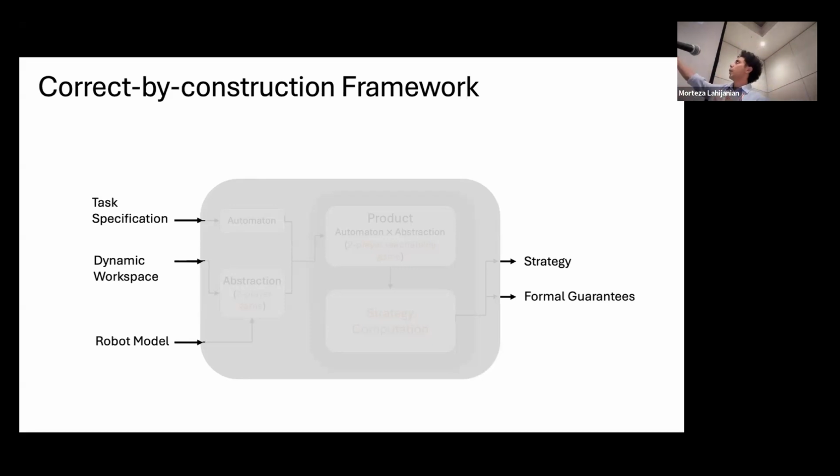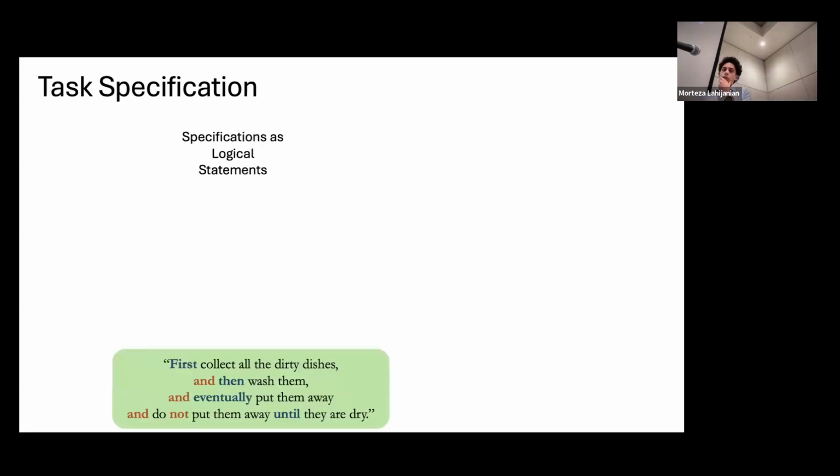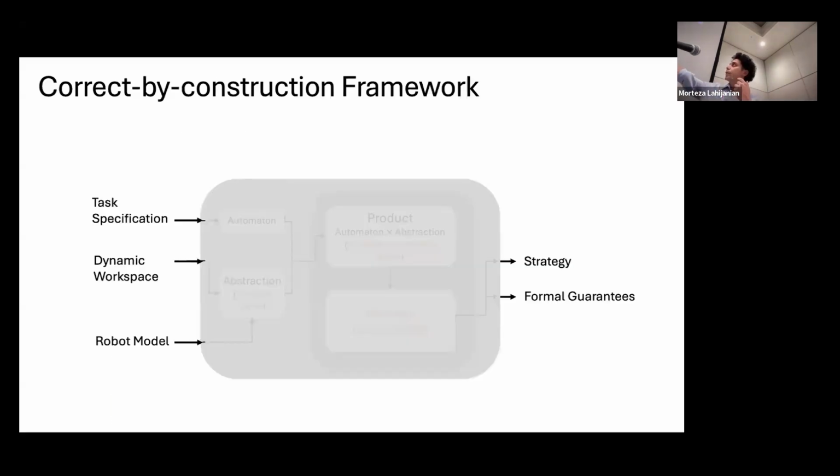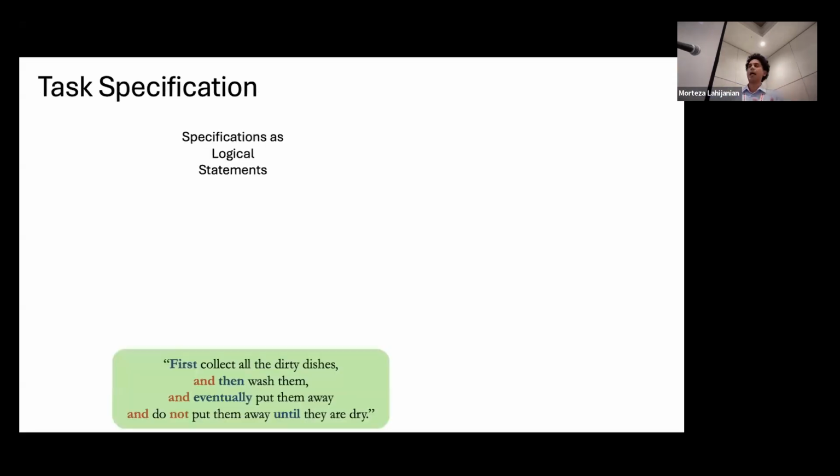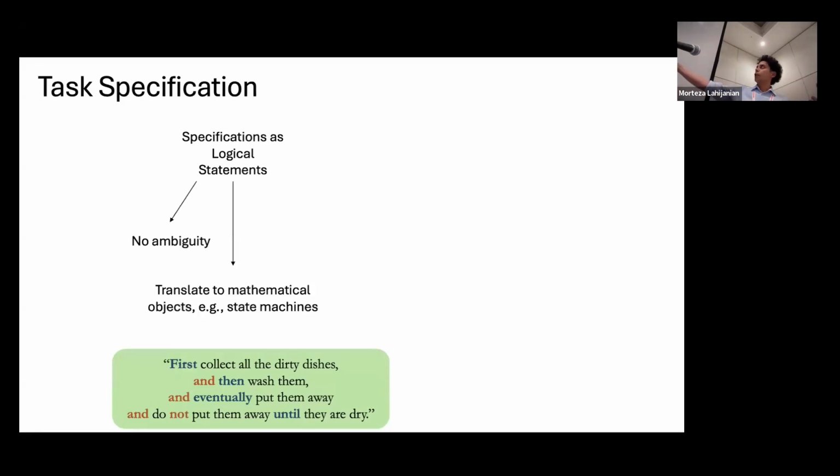And as an output, I want a strategy that guarantees the completion of the task in face of interventions by other agents and humans. So starting from the top left, task specification, very quickly, a task for me is a logical statement which does not have any ambiguity. It translates to a mathematical object that can be easily incorporated into algorithms.